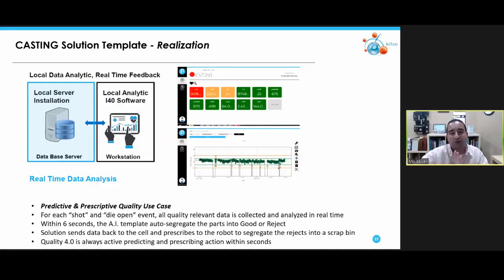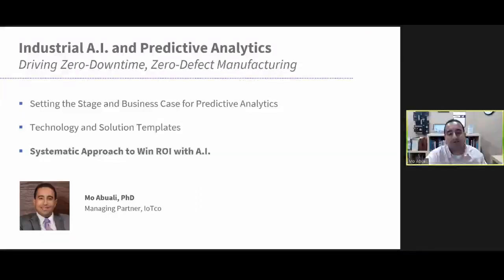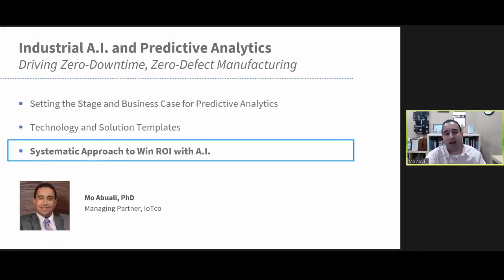Feeding data back to the machine to command the machine to do something. Pick up the part, put it in a reject bin, or pick up the part, put it in a good bin, for example. So fast decision-making using industrial AI in a big data application setting like high-pressure casting. So what's the conclusion here?